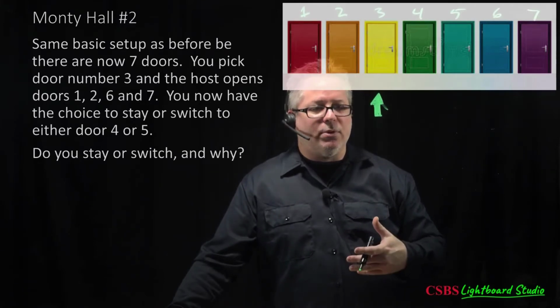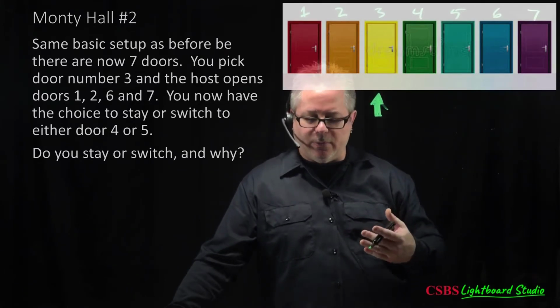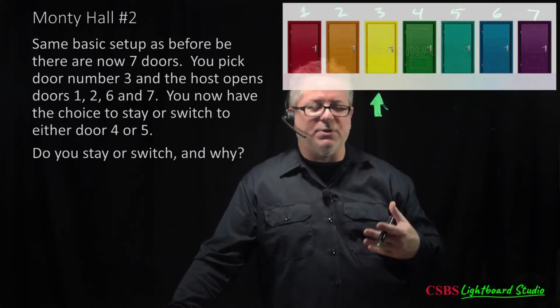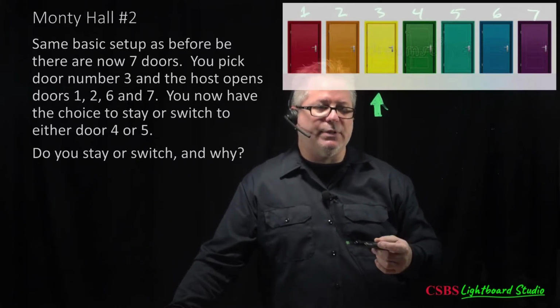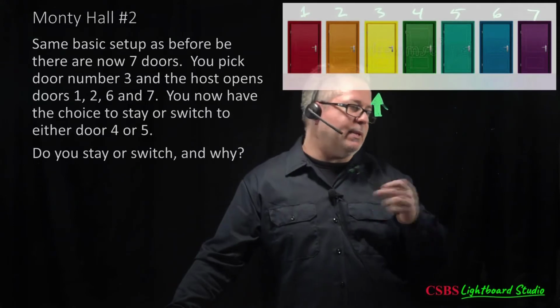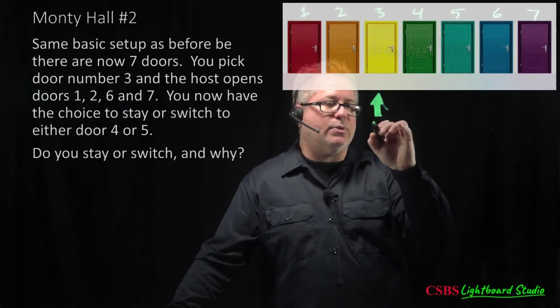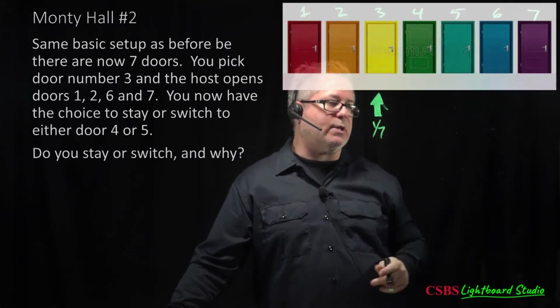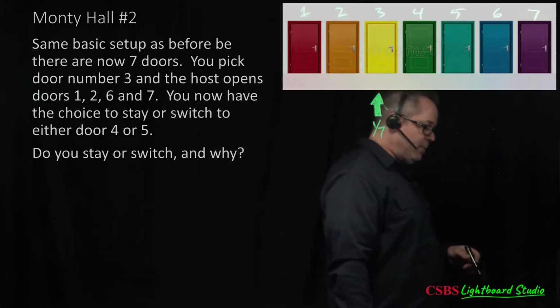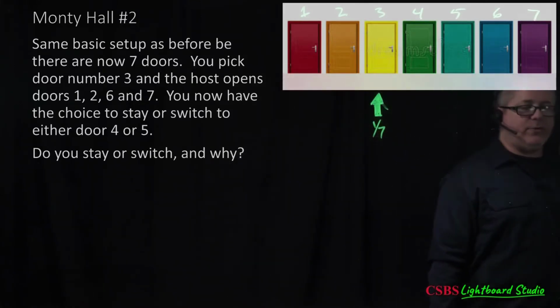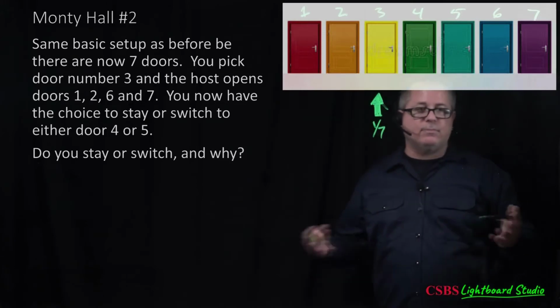And everyone right away can agree on the one part of this that no one disagrees upon: your first choice, by picking one of the doors, there is a 1 in 7 chance that you pick the right door. So to begin with, there are 7 doors, you pick one of them, so it's a 1 in 7 chance. Seems pretty straightforward.